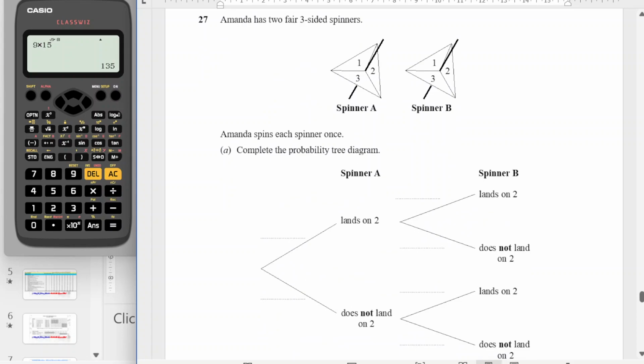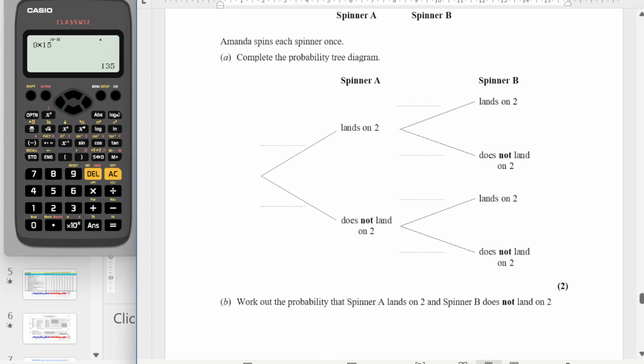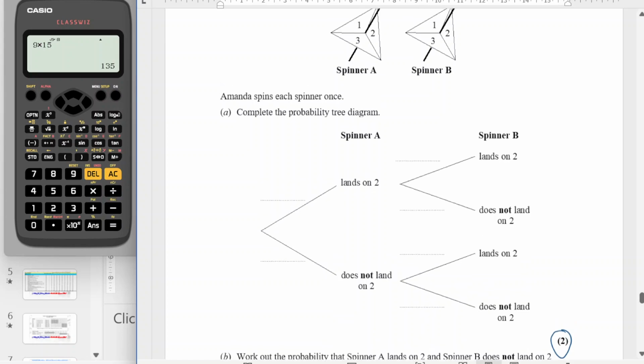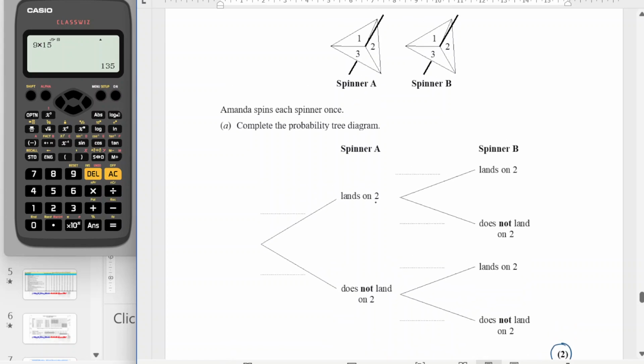Okay, question 27, really late on in the paper. In my mind, one of the easiest 2 marks that you'll come across on a paper. A lot of people get to a sticking point and then think they can't do anything else. This is a real easy mark to pick up. So Amanda spins each spinner once. Complete the probability tree diagram. So spinner A, probability that it lands on a 2 is going to be 1 out of 3. So the probability it won't land on a 2 is 2 out of 3. For the second spinner, same spinners really, 1/3, 2/3. That picks me up 2 marks. Really straightforward.